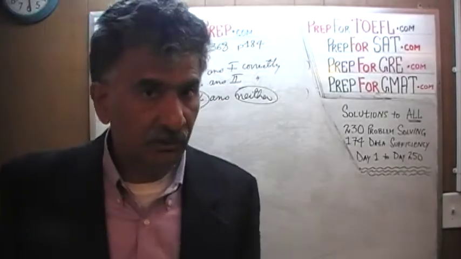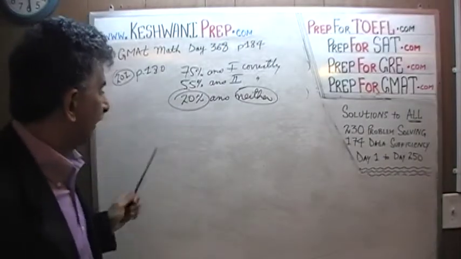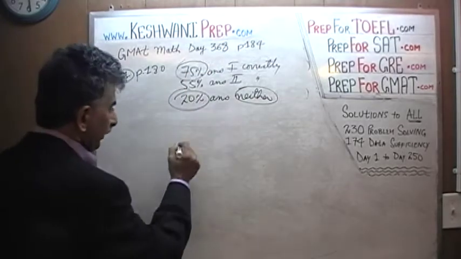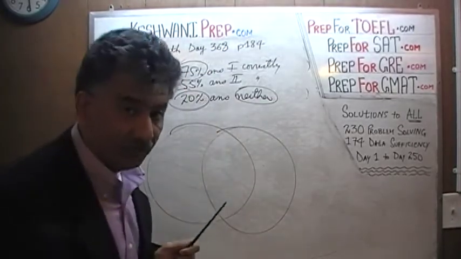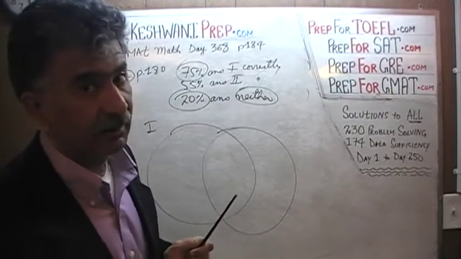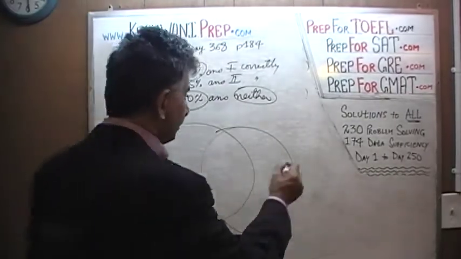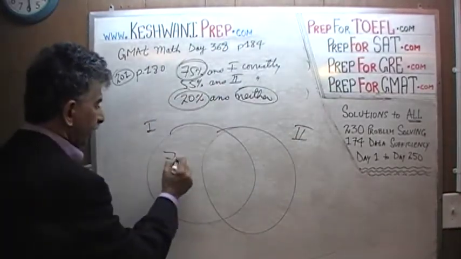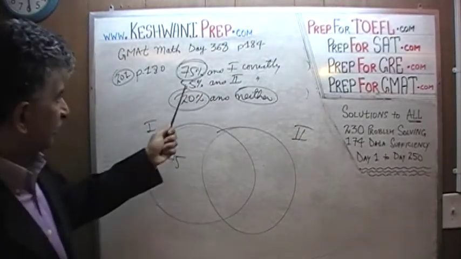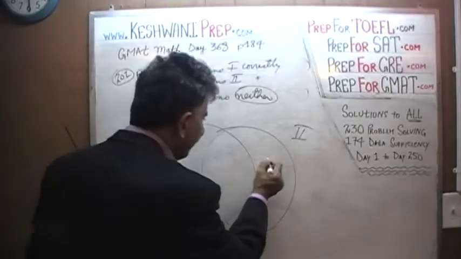They were asked two questions. We are told that 75% of people answered number one correctly. So here's our Venn diagram. Here, what we're dealing with is not the number of people, but rather percentages of people. The percentage of the people who answered question number one correctly, we are told, is 75%. The percentage of the people who answered number two correctly, we are told, is 55%.